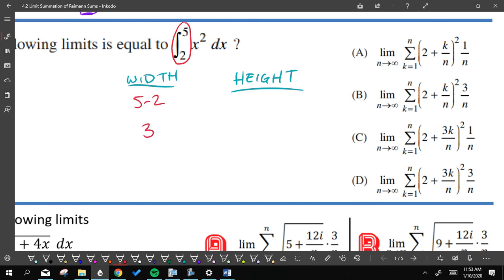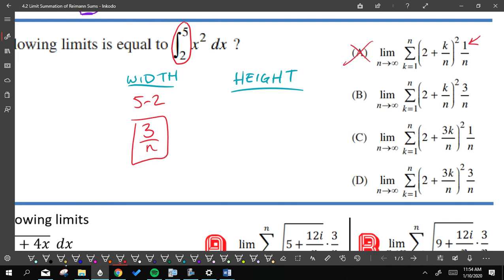So looking at my multiple choice answers, which one can I eliminate right now? A and C, because A, it says 1 over n. That's not my width. C, it says 1 over n. That's not my width. It's 3 over n. So it's either B or D.